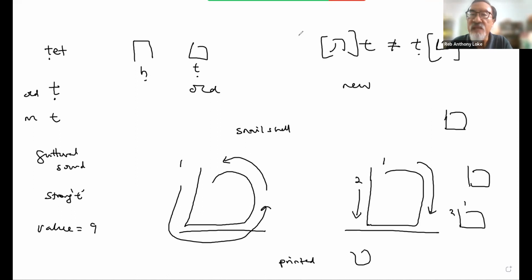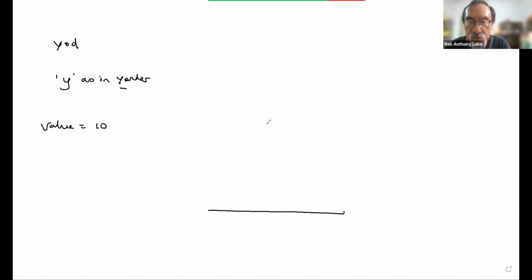Okay. Then the last letter in the group is Yod, and that is your Y, as in yonder. Numerical value, the last one here, 10. Okay, so yours is very simple. It's the same way of writing. Notice the position. That's it, one stroke all the way down, and notice it is floating above the line. Okay, so this is your Yod.